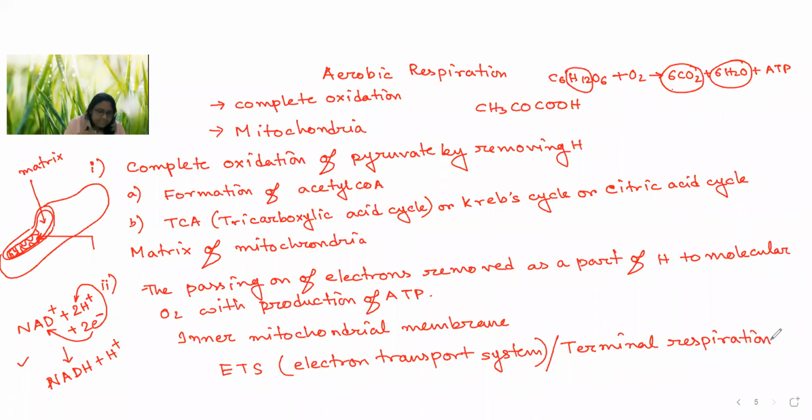Because in glycolysis, if we consider only ATP, only 2 ATPs are formed. The NADH plus produced in glycolysis will yield ATP at this terminal respiration. So out of 38, most of the ATPs are produced in terminal respiration. That's why until and unless this is completed, we cannot have the aerobic respiration process complete. That's why it is also known as terminal respiration.